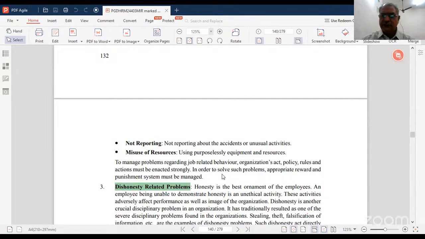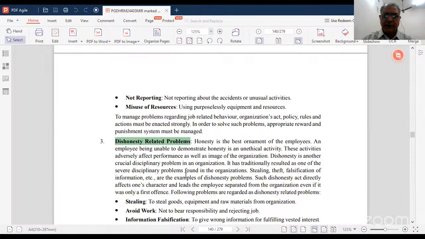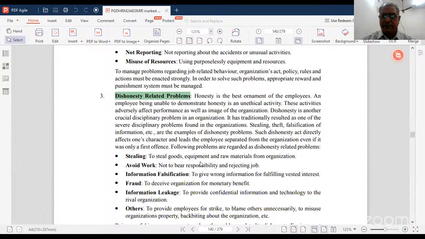And misuse of the resources is most prominently taking place in this particular situation. And lastly, dishonesty related problems. Honesty is the best ornament of the employee. If they are genuine, if they are honest, then definitely they will be given a higher weightage. Dishonesty is another crucial discipline problem in the organization. It is found as one of the several discipline problems in the organization.